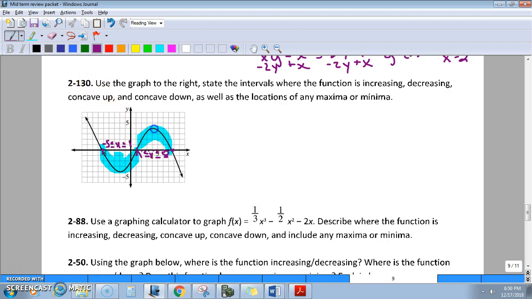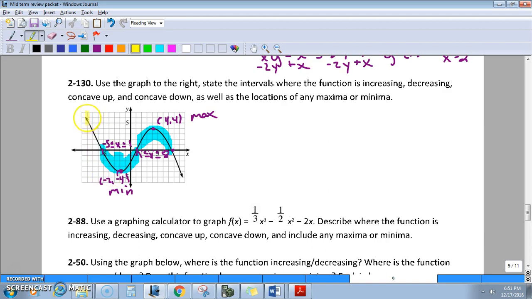We have a maximum right here at, what would y be? 1, 2, 3, 4, comma 4, maximum. And it looks like we have a minimum at negative 2, negative 4. Looks like, let's do yellow.